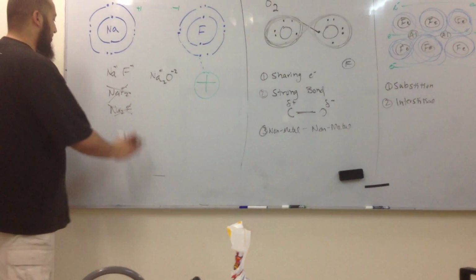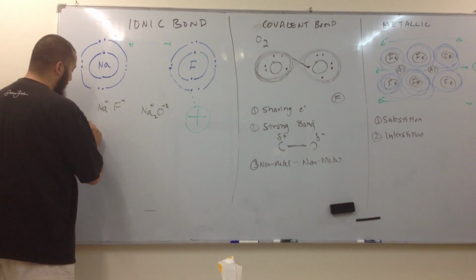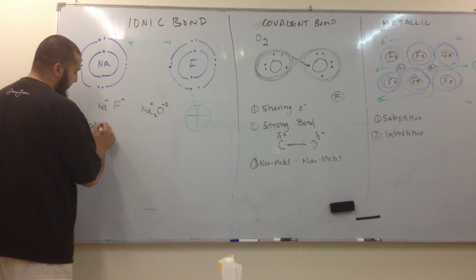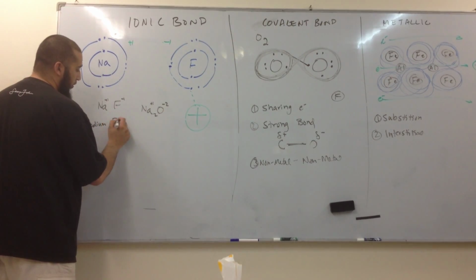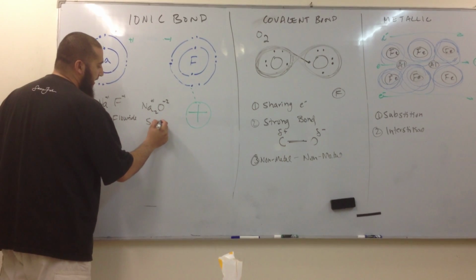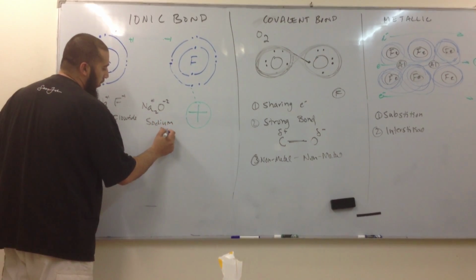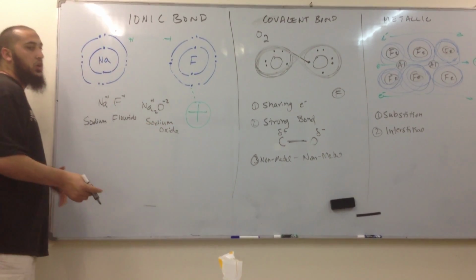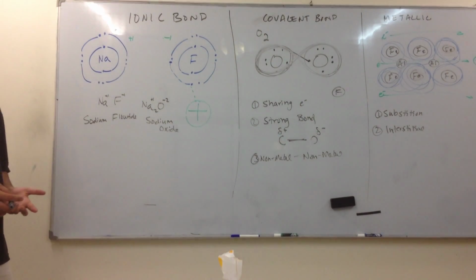So how would you name this? Sodium. Oxide. Well, this one's oxide, right? Fluoride. And this one is? Sodium. So do I need to say disodium oxide? No, because I know how many there are based on the charges.